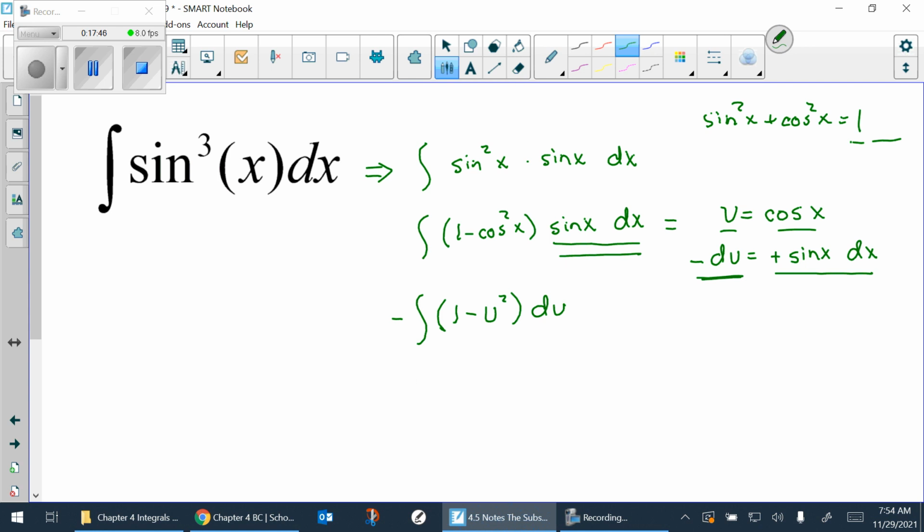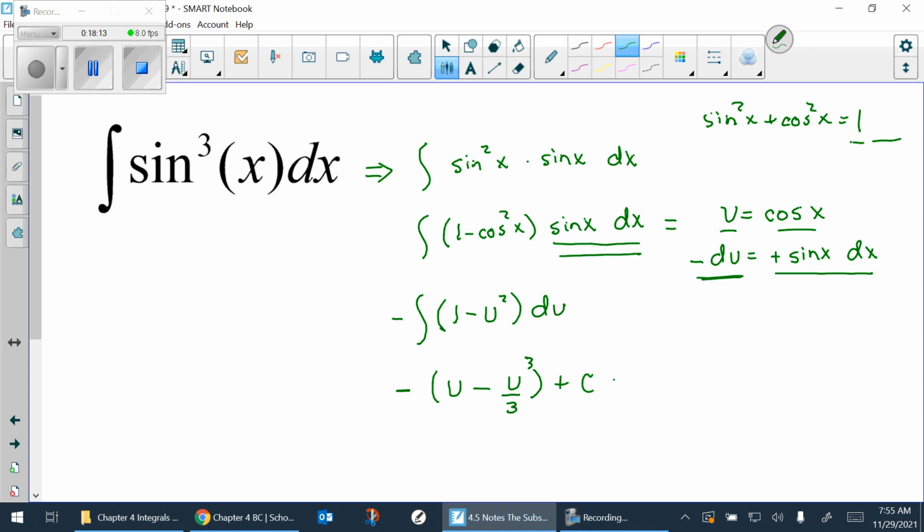Now let's take the antiderivative. Opposite sign, u are a coefficient. The antiderivative of 1 is u, because the variable we're using here is u. Minus antiderivative of u squared, u cubed over 3. Plus c.